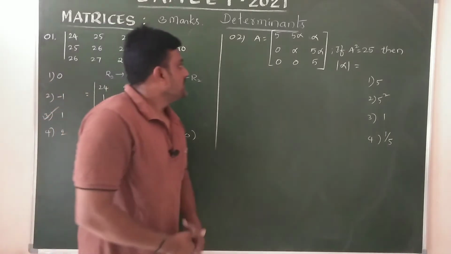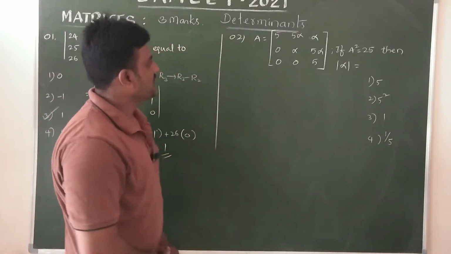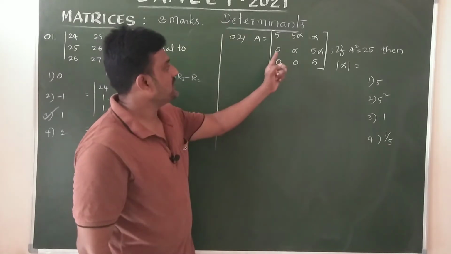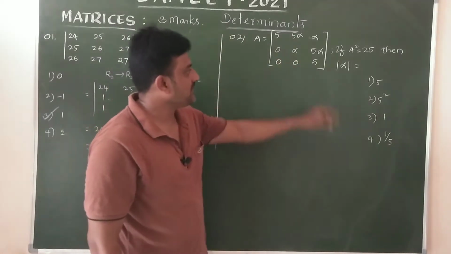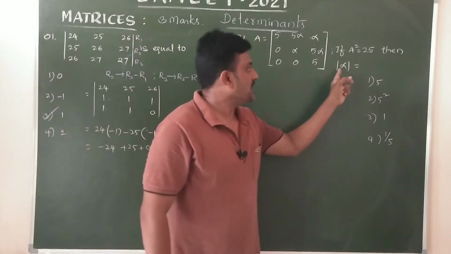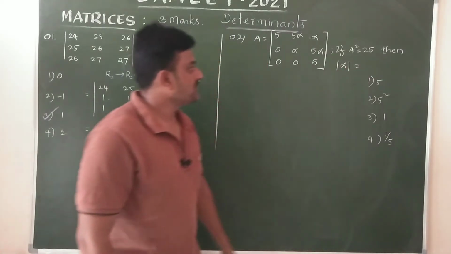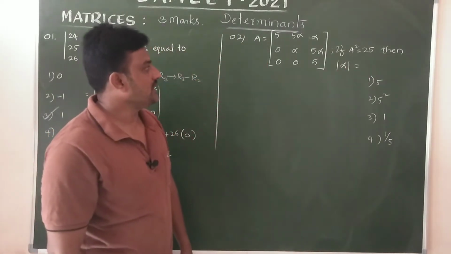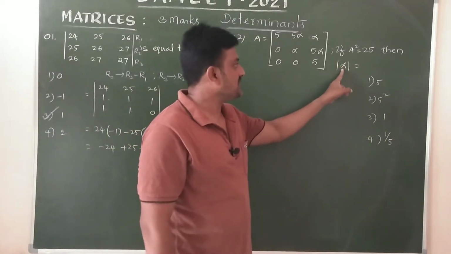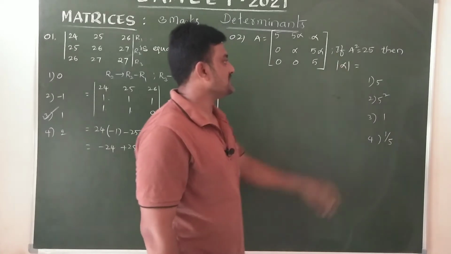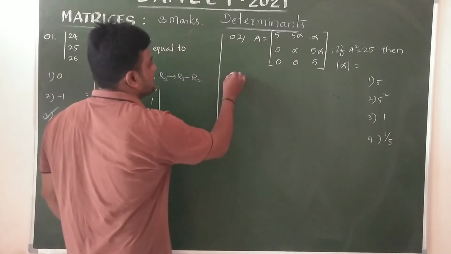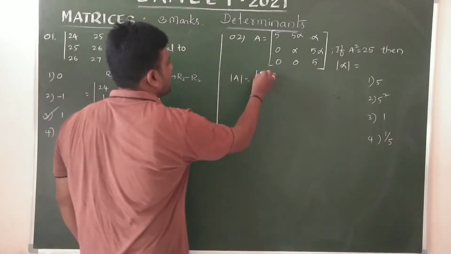Now the second one. Here one matrix is given. A equals 5, 5 alpha, alpha; 0, alpha, 5 alpha; 0, 0, 5. If the determinant of A square equals 25, then modulus of alpha equals what? It is a scalar, so that's why it is a modulus.